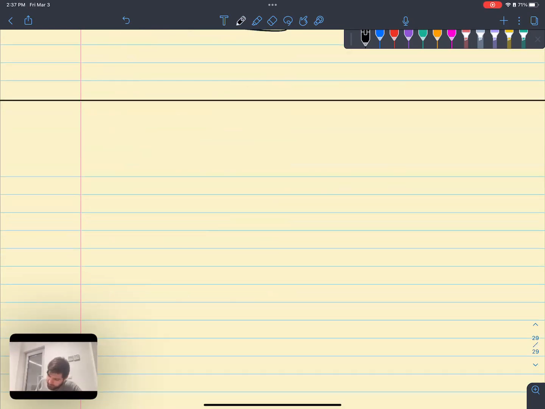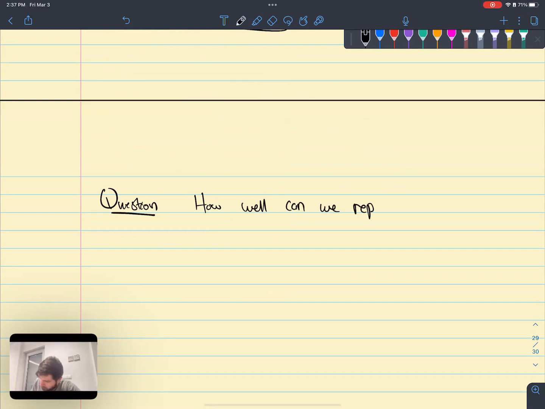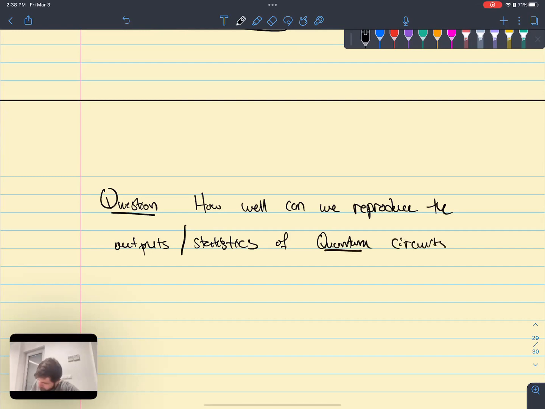I hinted at it, but when you talk about classical simulation, the basic question is: how well can we reproduce the outputs and statistics, given through the Born rule, of quantum circuits using classical computers?